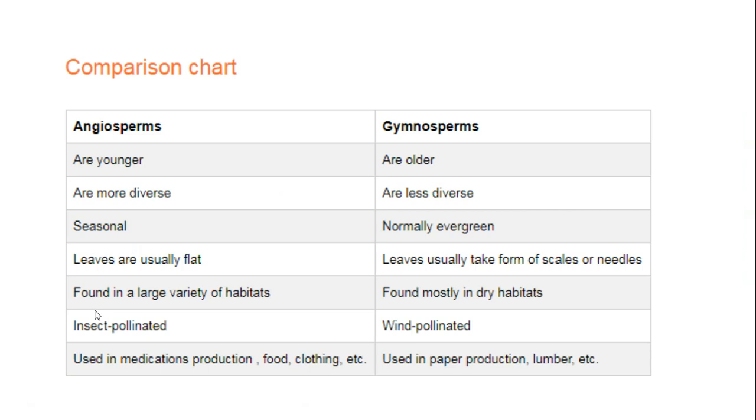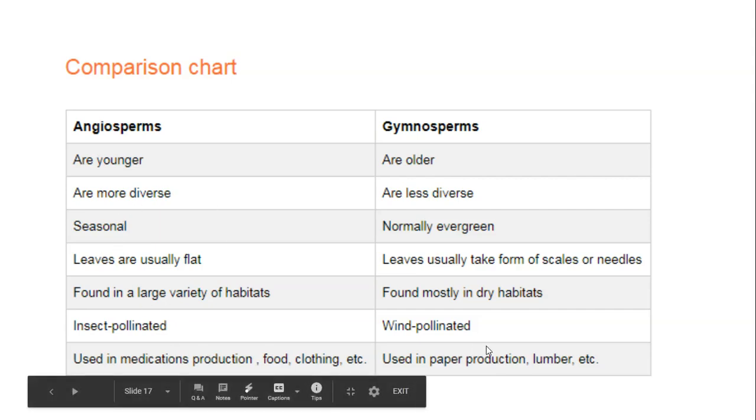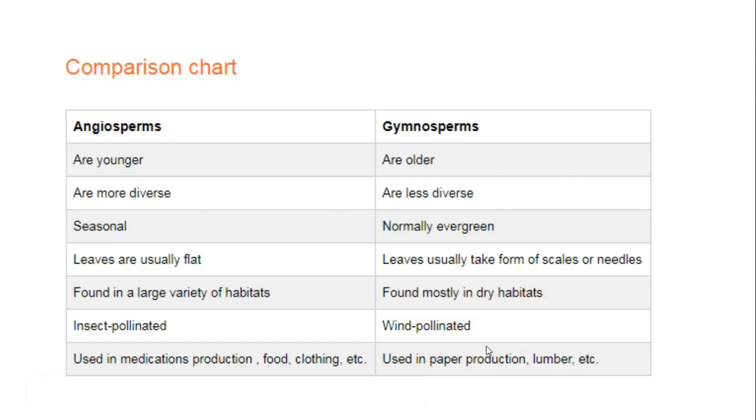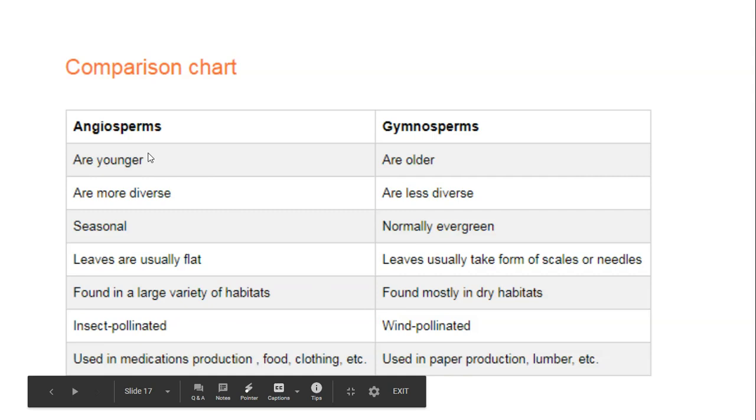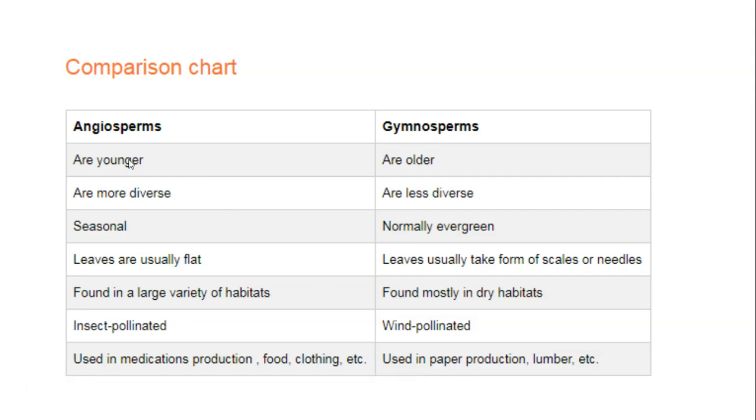All right, so the next one is a comparison chart. So I do not want you to write word for word what is right here. What I would like you to do is for the actual age on your chart, this one says that the angiosperms are younger, gymnosperms say they are older. So what I need you to do for the angiosperms is you are going to write the actual age. So an angiosperm was 250 million years, so you're going to put 250 MYA. And then for the gymnosperm side, the actual age was 350 MYA.